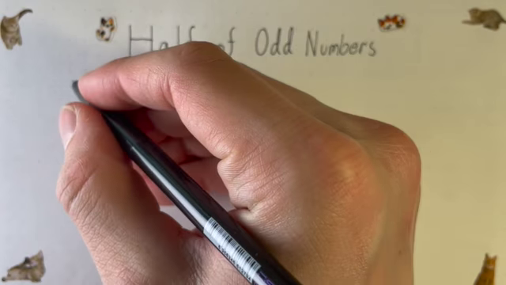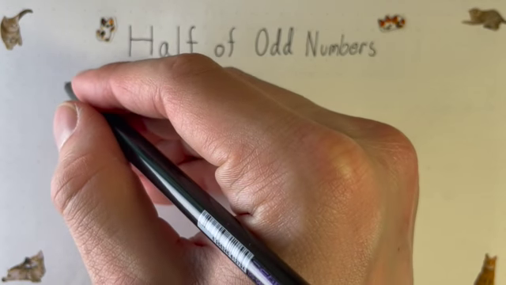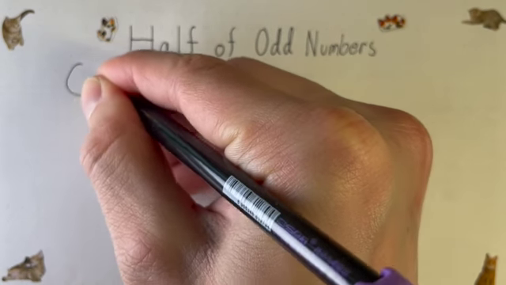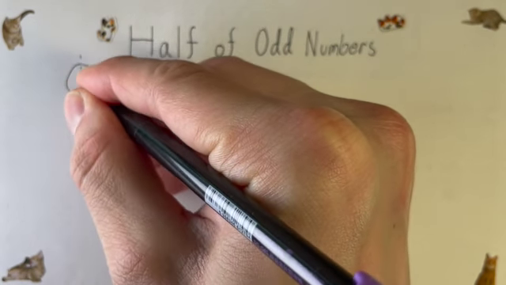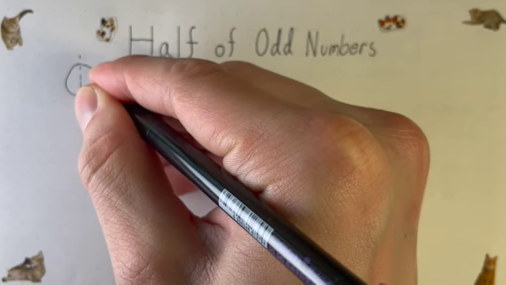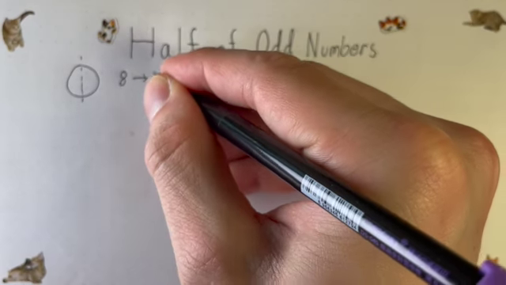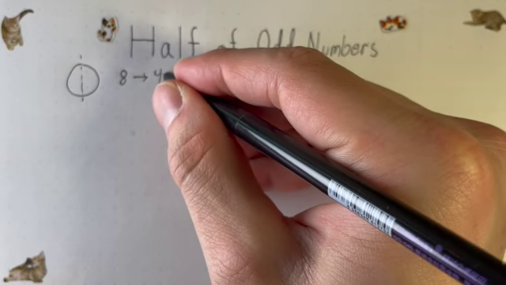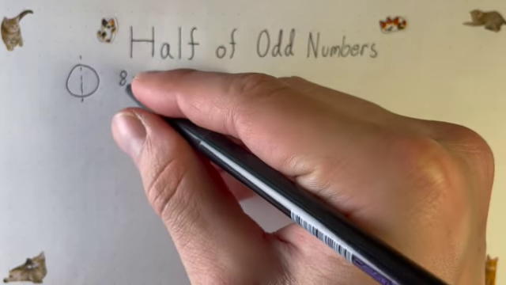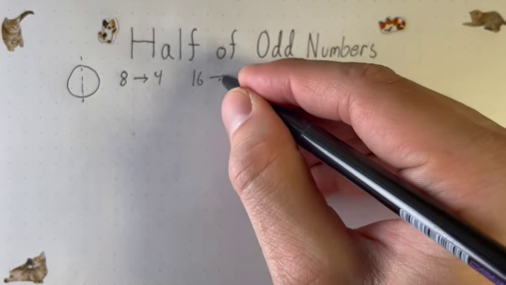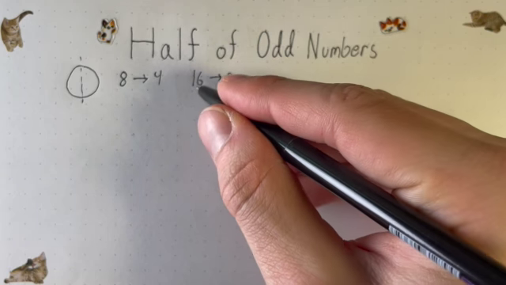Alright, the first thing we'll need to know is what half of something is. Half is when we split one thing into two parts that are the same. So if I split 8 in half, half of 8 will be 4, because if I put two 4s together, or do 4 plus 4, it'll become 8. Same thing like half of 16, that'll be 8, because 8 plus 8 is 16.